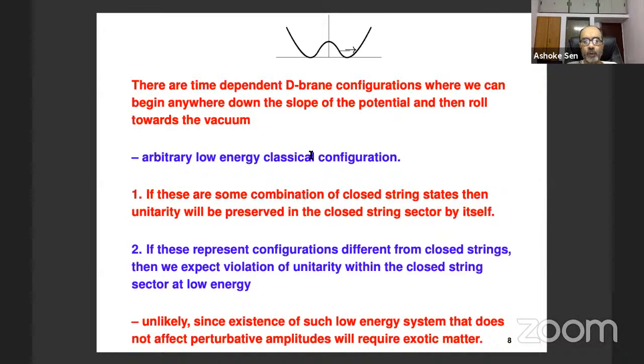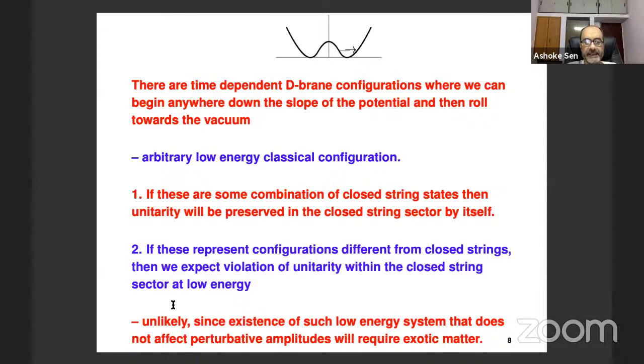Now you can consider two possibilities. Once you quantize these classical configurations, you can envisage two different possibilities. First is that these are some combination of closed string states. Then, of course, unitarity will be preserved in the closed string sector by itself. But if these represent configurations that are different from closed strings, then you would expect that there will be violation of unitarity within the closed string sector at low energy, because you could produce these configurations at low energy.